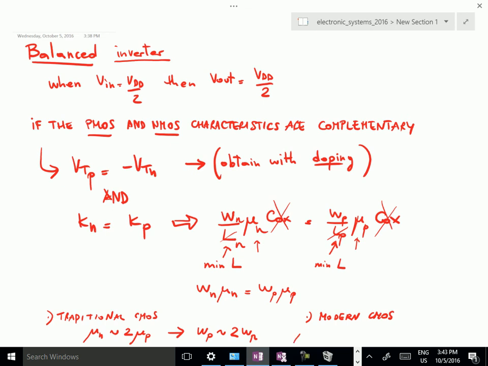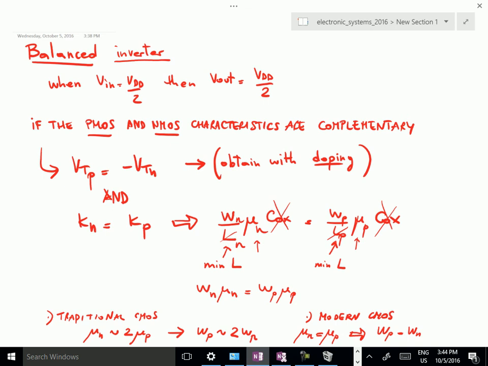And in this case, we can have equal width for PMOSFET and for NMOSFET. Now, this is very important because for logic gates, for inverters, one typically uses the minimum width for transistors. So if we can use the minimum width for the PMOS, it means that the whole inverter is much smaller.